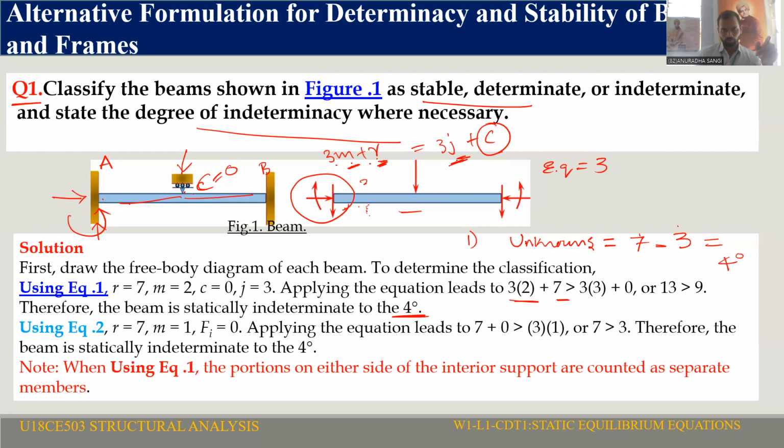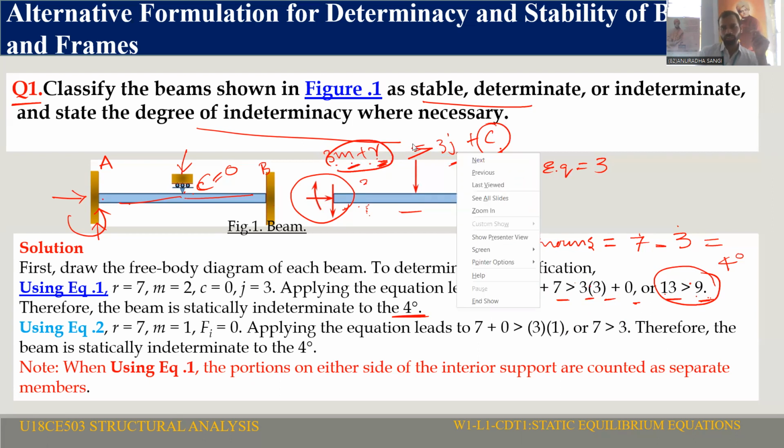3j plus c. Number of joints is 3. So 3 into 3 plus c, where c equals 0 in this case, is 9. So 13 is greater than 9. That means it is an indeterminate structure, since 3m plus r is greater than 3j plus c.